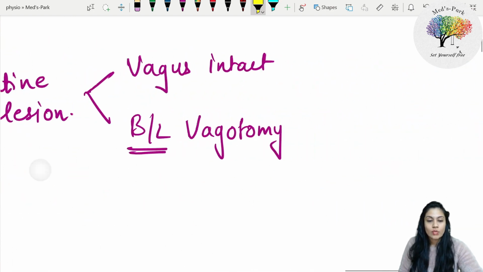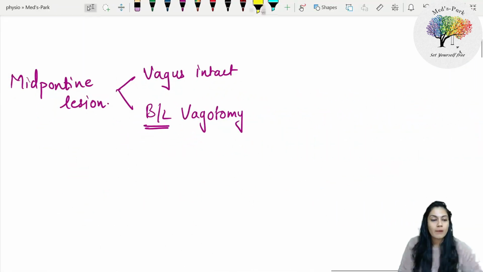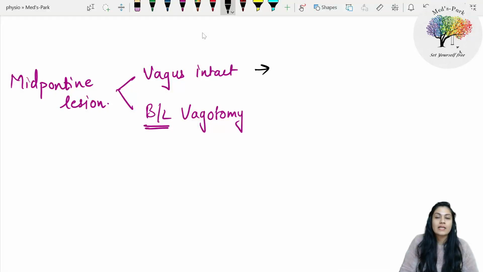So if I have to write vagus intact and bilateral vagotomy: if the vagus is intact, definitely at least one inhibitory center is working. So I will write that there is an increase in the depth of respiration. Deep respiration is going to occur.